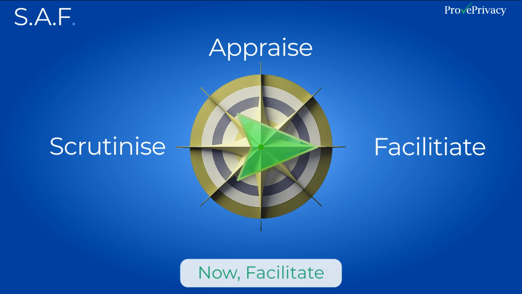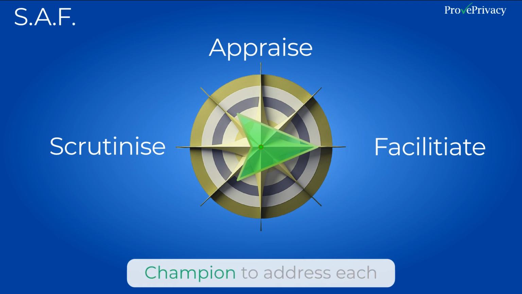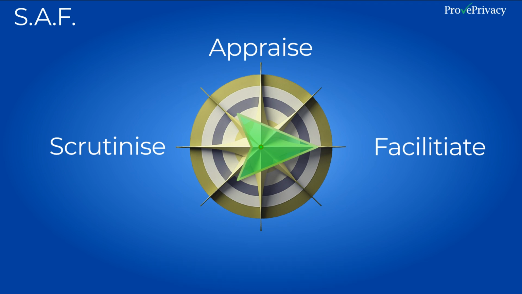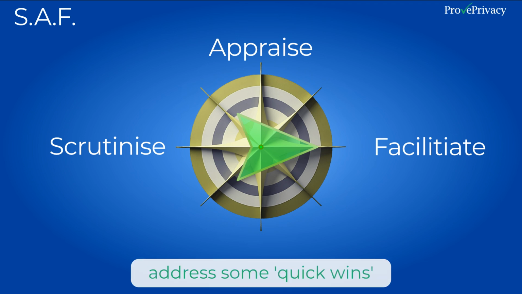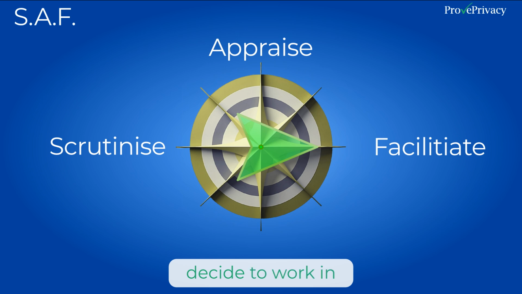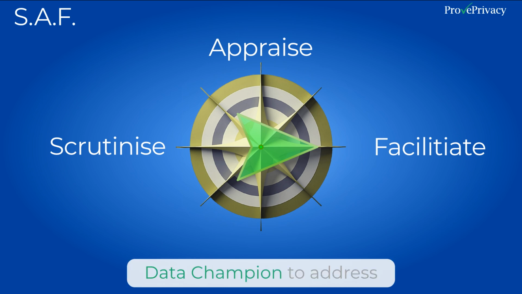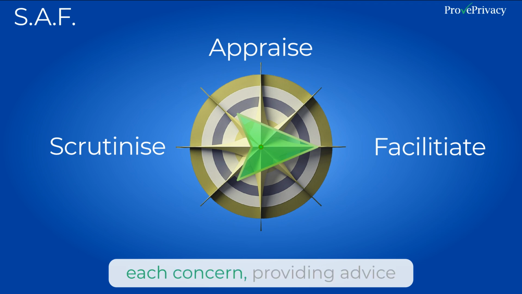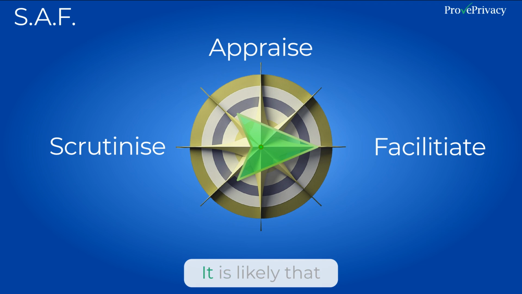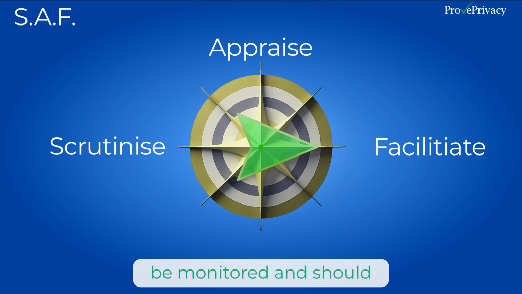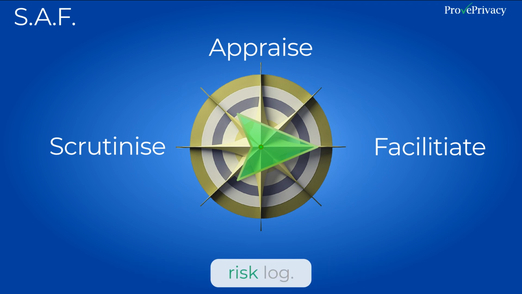Now, facilitate. Work with each data champion to address each of the prioritized risks and issues. You might choose to address some quick wins first, or you might decide to work in priority order. Your role is to facilitate and help the data champion to address each concern, providing advice and guidance where needed. It is likely that there are some risks that are reduced but not removed. These risks need to be monitored and should remain open on your risk log.